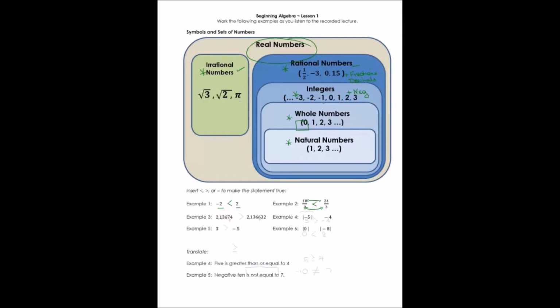Number 3 says 2.13674, and we want to compare it with 2.136632. With decimals, you start with the leftmost number, and you're comparing place values. Well, this 2 and this 2 are both in the ones place. Then we have a decimal. They're identical so far. The next digit in the tenths place is a 1.